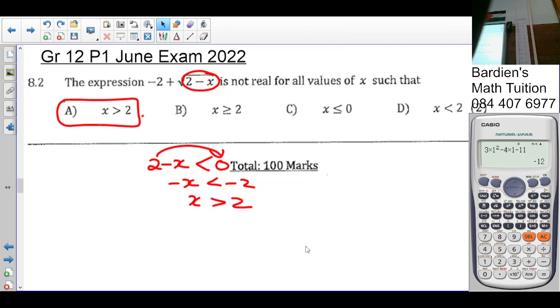Okay. That basically brings us to the end of this paper. Okay. I'll start paper 2 now.